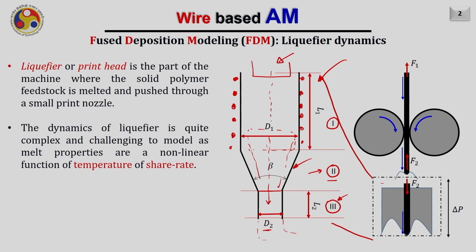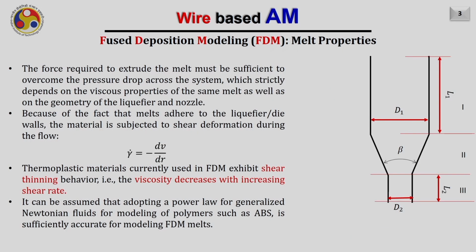However, the dynamics of the liquefier is quite complex and challenging to model, as melt properties are a non-linear function of temperature and shear rate. However, the force required to extrude the melt must be sufficient to overcome the pressure drop across the system, which strictly depends on the viscous property of the melt as well as the geometry of the liquefier nozzle. The geometric parameters are typically this length L1 and the opening diameter where the solid wire is entering, that is D1. Then of course the cone angle beta, the exit diameter D2 and the exit length L2.